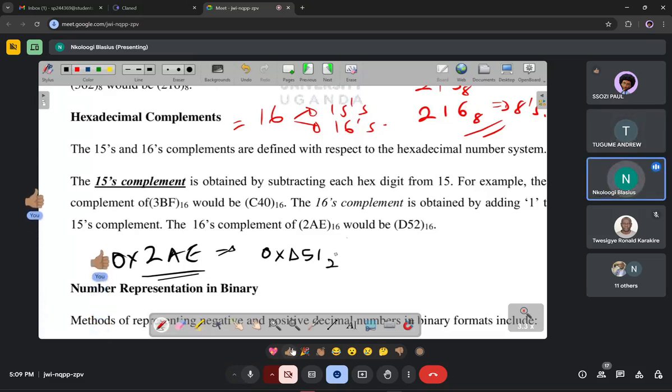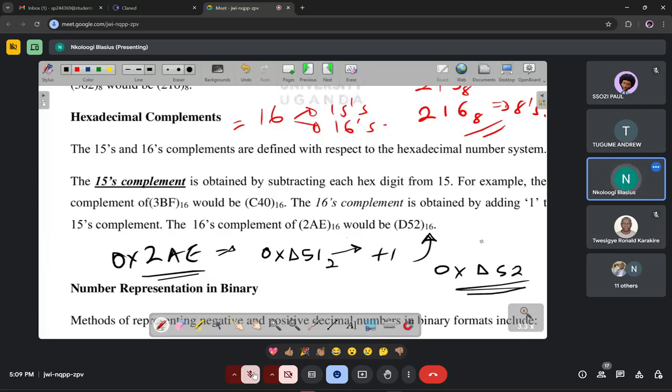So this is very true because for the 16's complement, you just now add a 1 to the least significant digit. So the 16's complement means that when you add a 1 here, you will get this answer here. Okay. So the answer will be now this one here for the 16's complement.